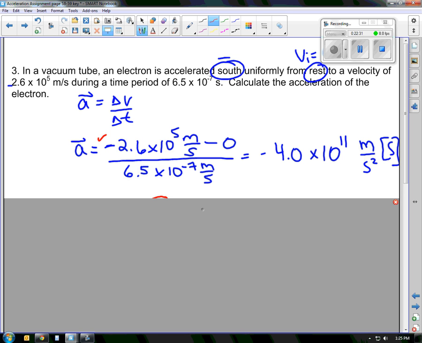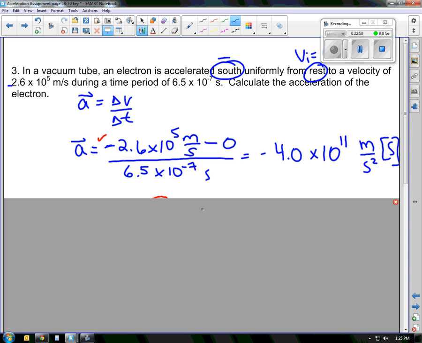And for the time, it hardly took any time at all. 6.5 times 10 to the minus 7 seconds. Oh, that should just be seconds, not meters per second. Okay, so it just hardly took any time at all.